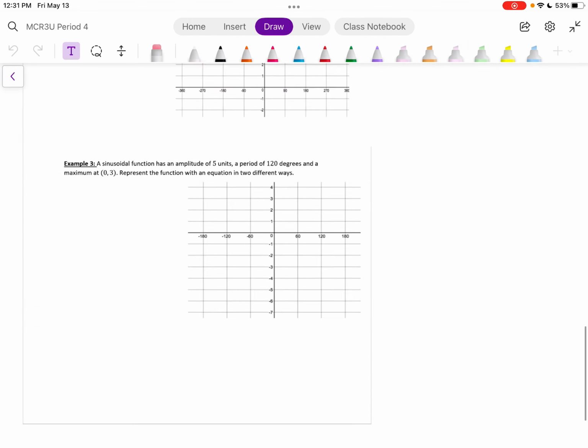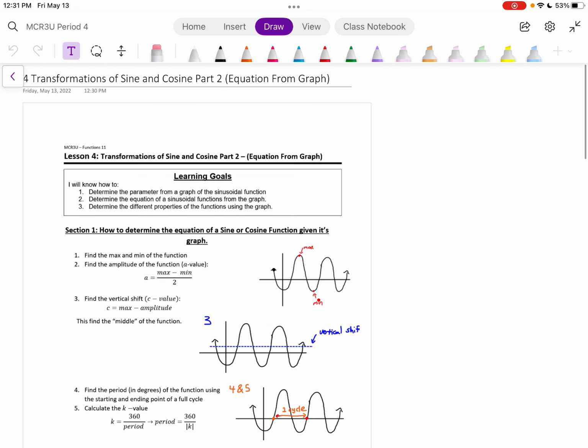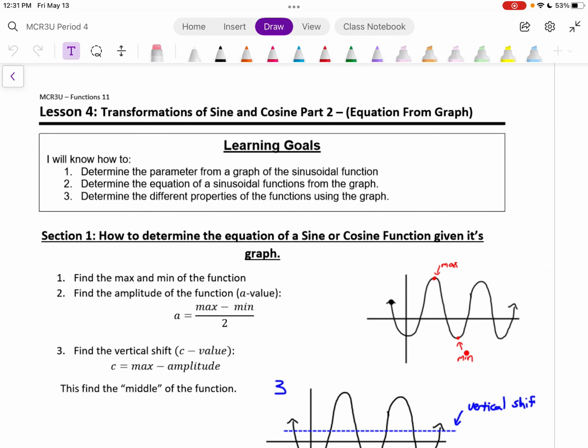Hey there, class. So we're just going to go through lesson 4 right now. Lesson 4 is the second part to the transformations of sine and cosine. So we're just continuing on from lesson 3.